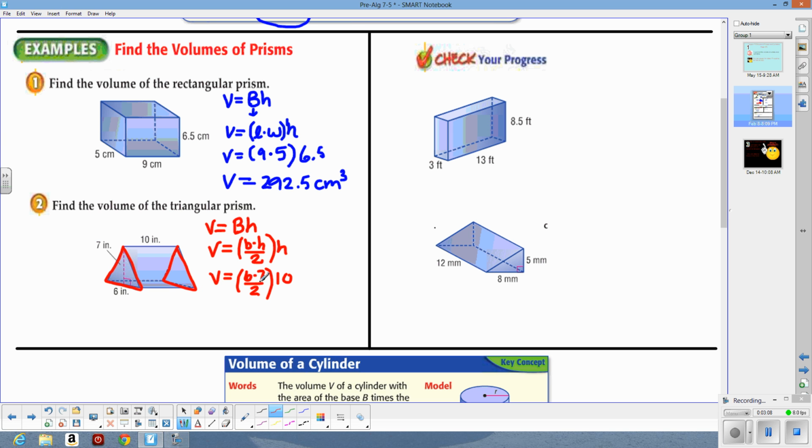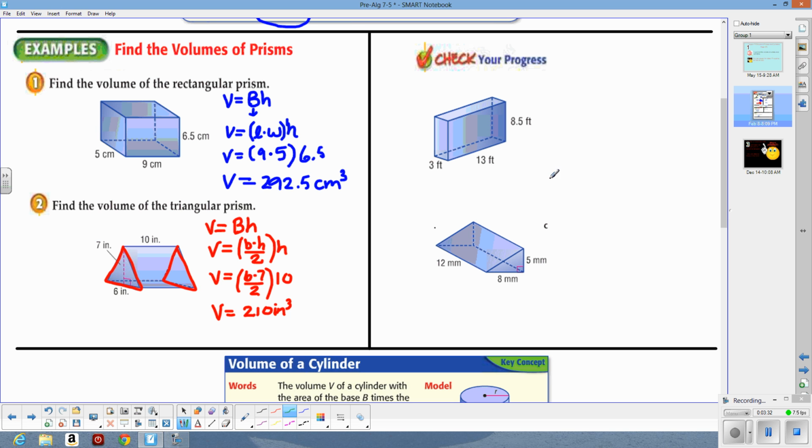Well, 6 times 7 is 42. 42 divided by 2 is 21, and 21 times 10 is 210. So it's 210 inches cubed. One of the common mistakes students make on this figure is they think that the base is this rectangle that it's sitting on, but really it's the triangle and it's just tipped over on its side.